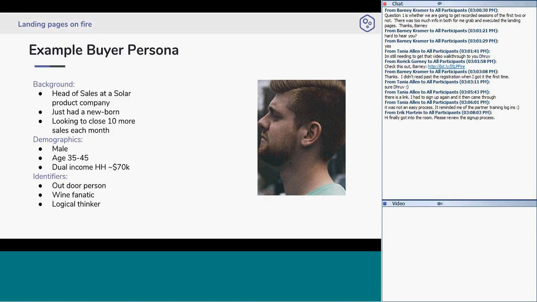Another persona here is a person who is the head of sales at a solar product company, just had a newborn and looking to close more sales each month, right? So that's what he's looking to do. Demographics: he's a male, same age group, and dual household income of roughly 70K a year. Identifiers: he's an outdoor person, wine fanatic, so loves to drink wine, and a logical thinker, meaning a very yes and no kind of person, not a creative thinker but a very logical thinker, right?